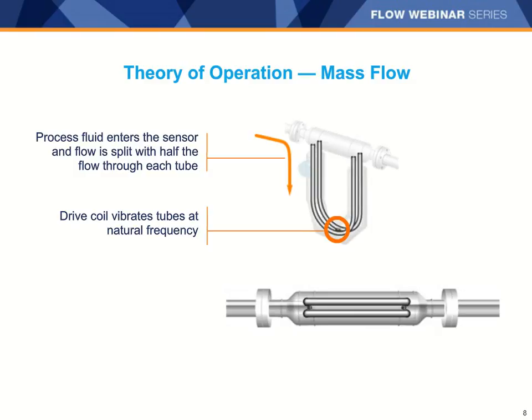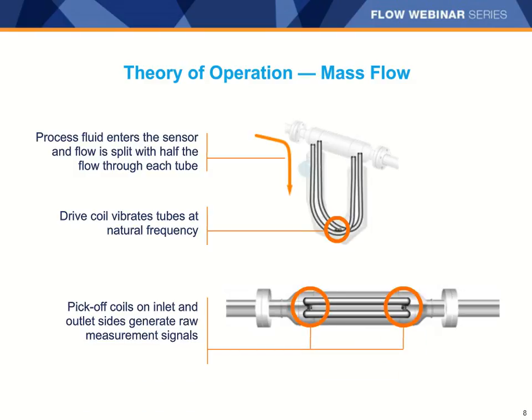There are two additional coil magnet pairs called pickoff coils located on either side of the meter flow tubes, as shown here in this top-down view. These are different from the drive coil in that their purpose is to measure the movement of the tubes, not to push on the tubes.